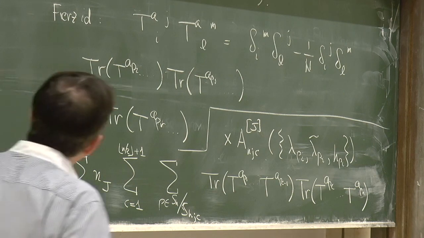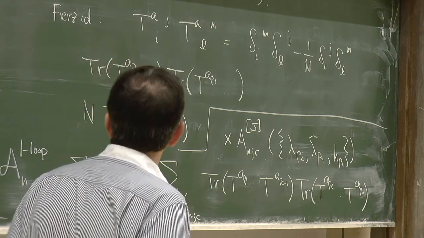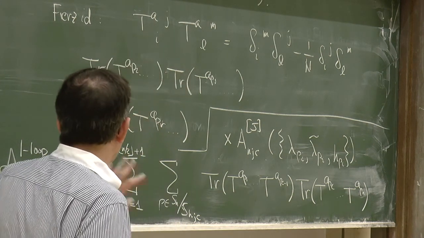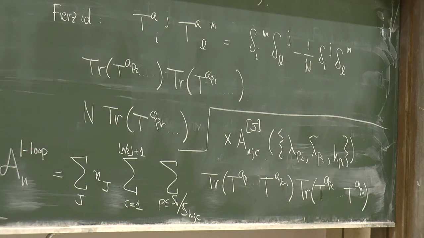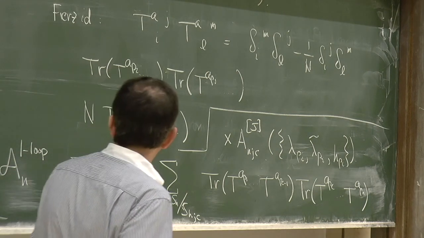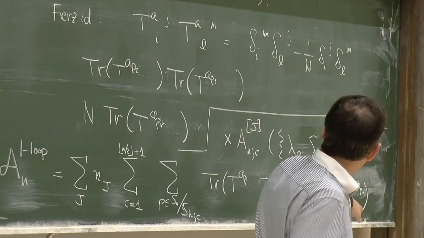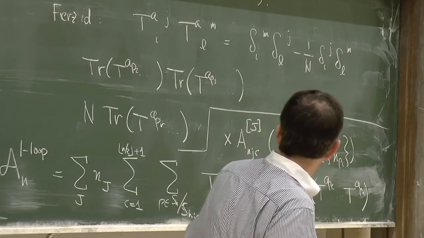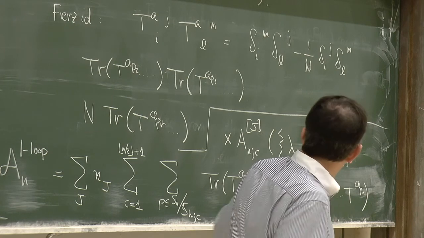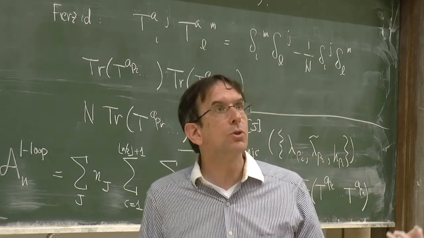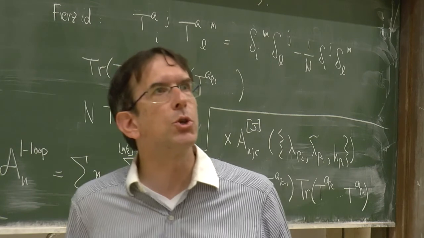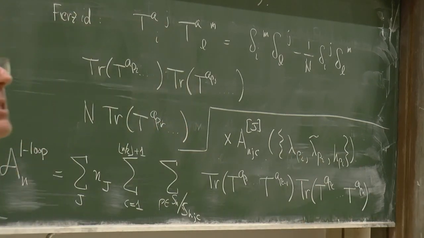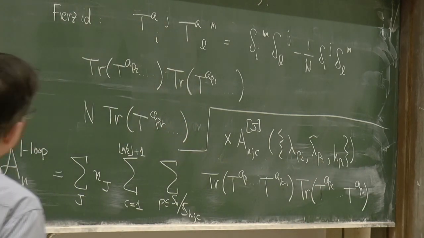And yes, they could have other representations other than the adjoint. For the moment, let's just imagine that they are in the adjoint representation. Otherwise, there would be changes in factors in front of here. Although these charges depend only on the external gluons. The external gluons are in the adjoint, so this particular representation holds.